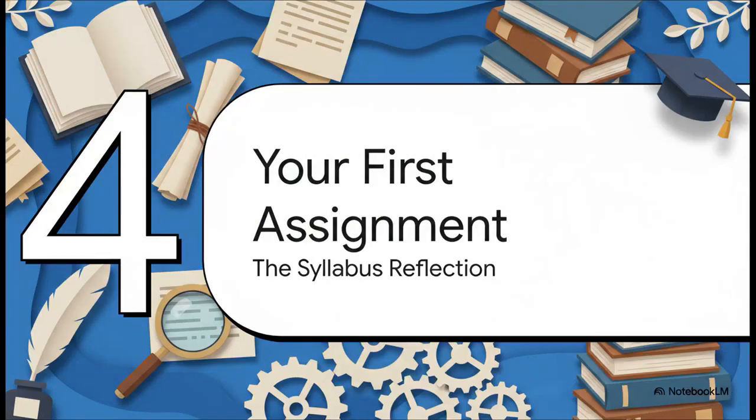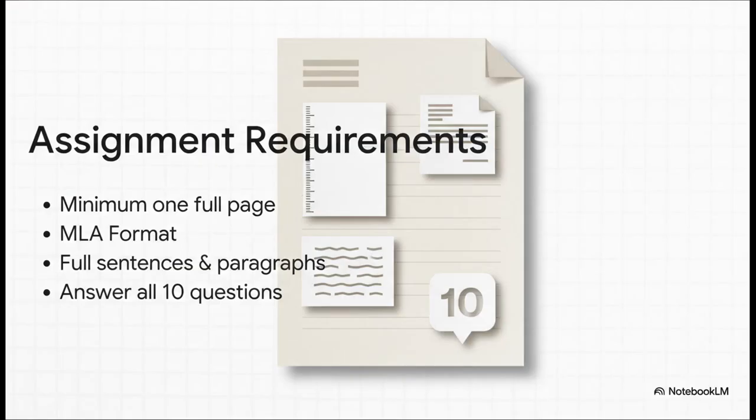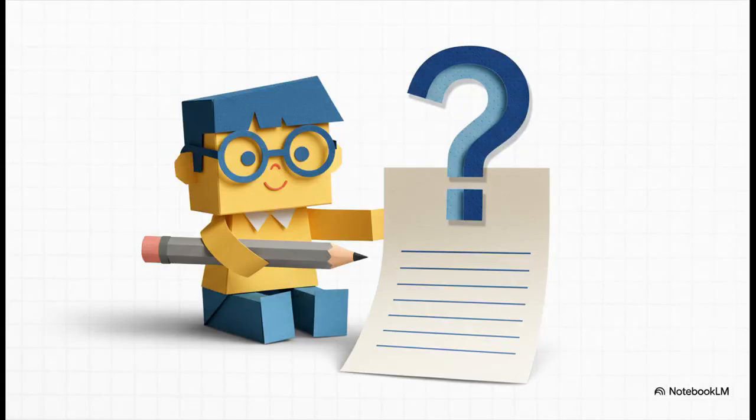Okay, let's get down to the nitty-gritty of your first graded assignment, the syllabus reflection. So here are the rules. It needs to be at least 1 full page, and it has to be in MLA format. And this is a big one. It has to be written in full sentences and paragraphs. Please do not just make a numbered list of your answers. The goal is to thoughtfully respond to all 10 questions we're about to go through. All right, get ready, because here they are. These are the 10 questions you need to answer in your reflection paper.